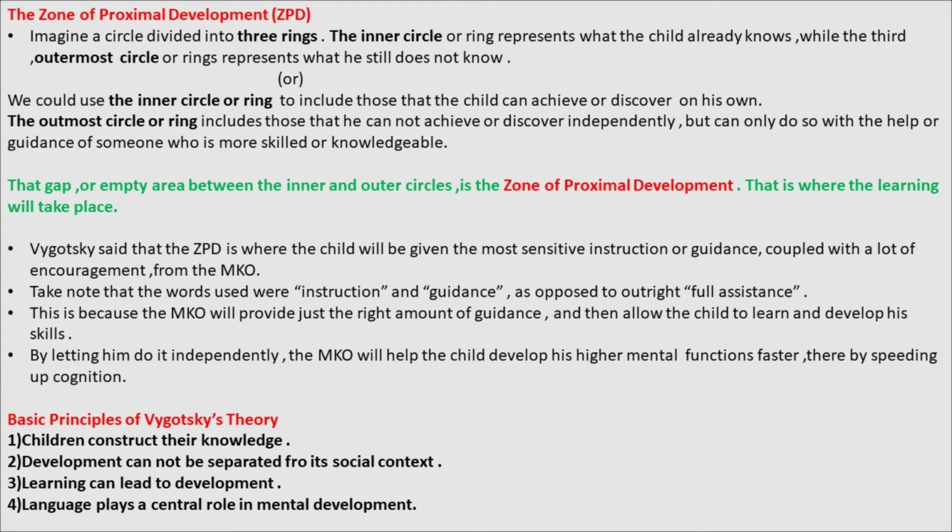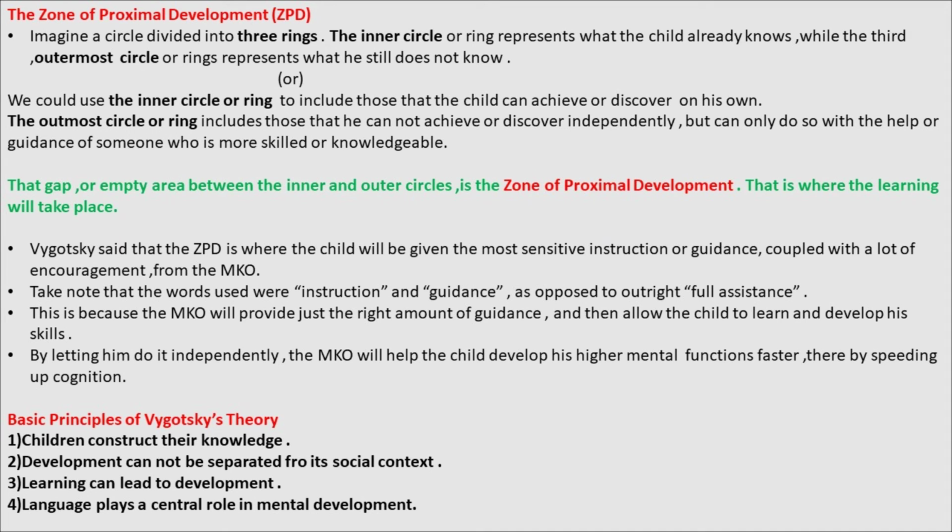Imagine a circle divided into three rings. The inner circle or ring represents what the child already knows, while the outermost circle or ring represents what he still does not know. Or we could use the inner circle to include those that the child can achieve or discover on his own. The outermost circle or ring includes those that he cannot achieve or discover independently, but can only do so with the help or guidance of someone who is more skilled or knowledgeable. What about the second or middle circle? That gap or the empty area between the inner and outer circle is the zone of proximal development. That is where the learning will take place.